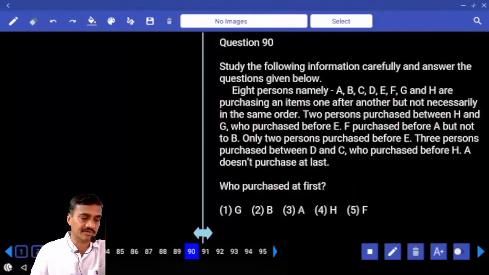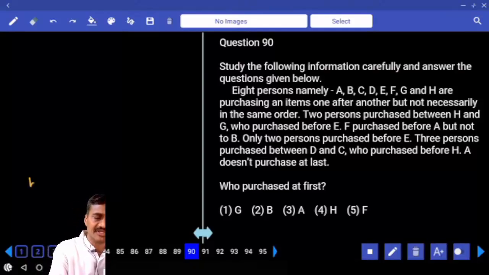And next one, 90 onwards. Now in this 90, there are 8 persons purchasing 8 different items, and 2 persons purchased between H and G. 2 in between H and G. If H is here, G is here; if G is here, H is here.